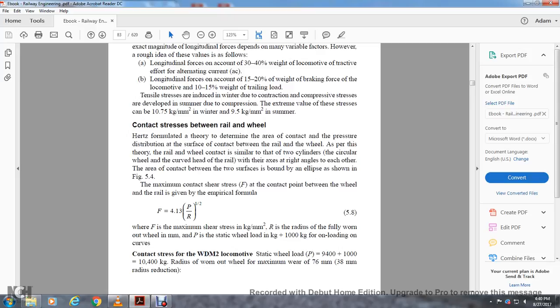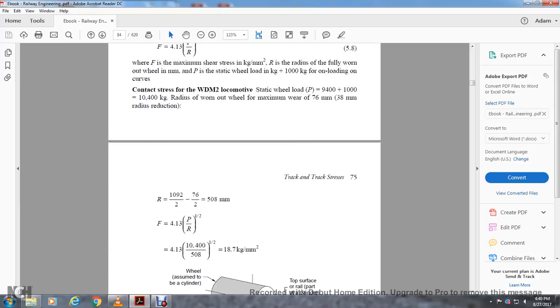The maximum contact shear stress F at the contact point between the wheel and the rail is given in the empirical form F = 4.13 P / R^1.5, where F is the maximum shear stress in kilograms per millimeter squared, R is the radius of the fully worn wheel in millimeters, and P is the static wheel load in kilograms, taking 100,000 kilograms for unloading on the curve. For the WM2 locomotive, static wheel load P is equal to 9,400 plus 1,000, equaling 10,400 kilograms. The radius of the worn wheel is a maximum of 76 millimeters, or a 38 millimeter radius reduction.